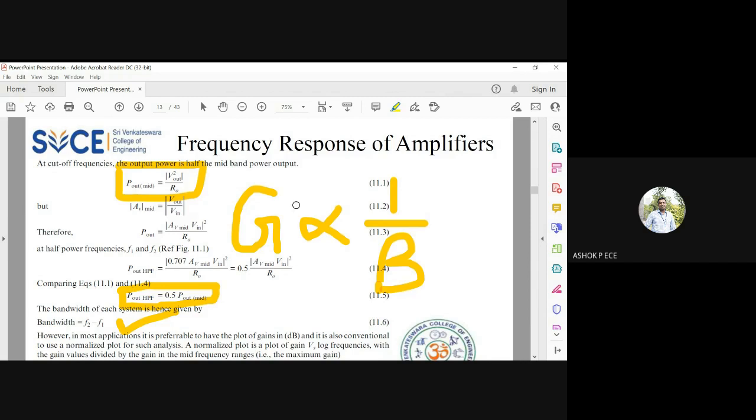So always remember, gain and bandwidth are inversely related. For any amplifier having a very high gain, the bandwidth tends to be low. Or for any amplifier having a very high bandwidth, the gain tends to be minimum. So you cannot have both the quantities to be maximum or both the quantities to be minimum.